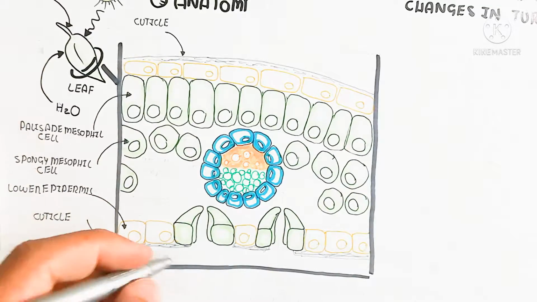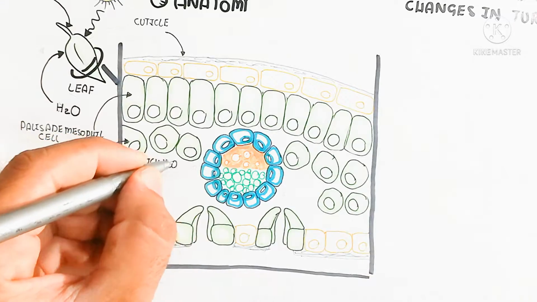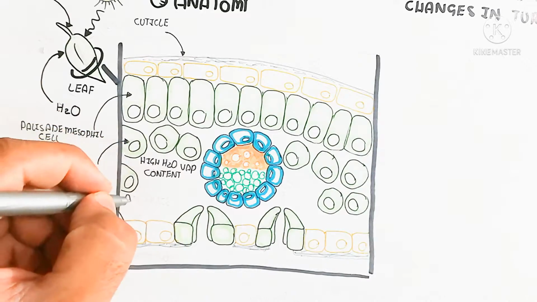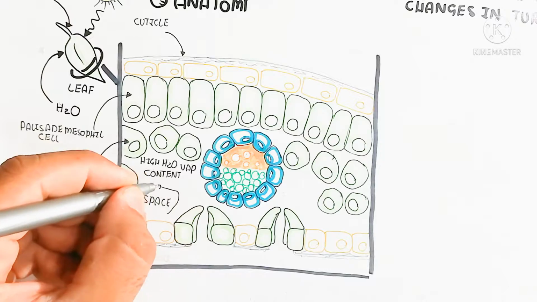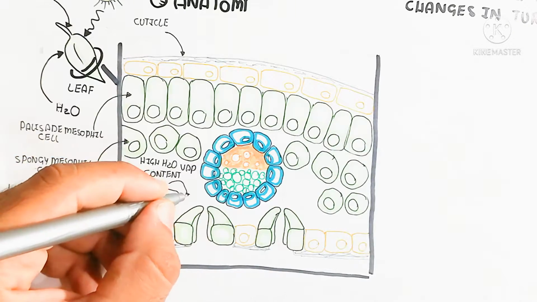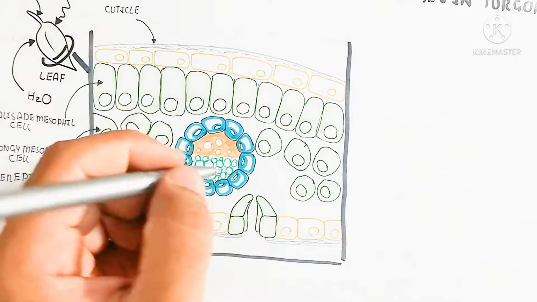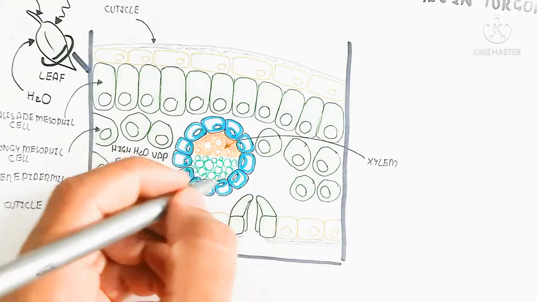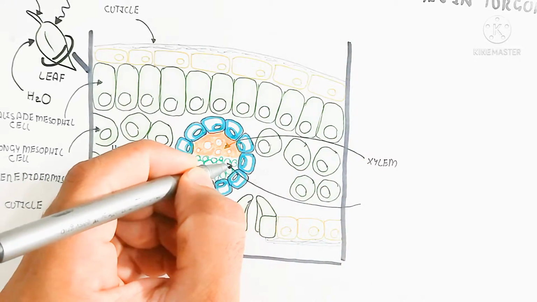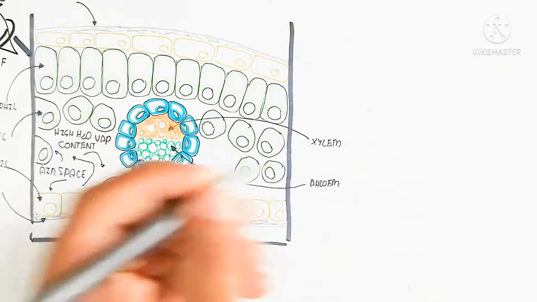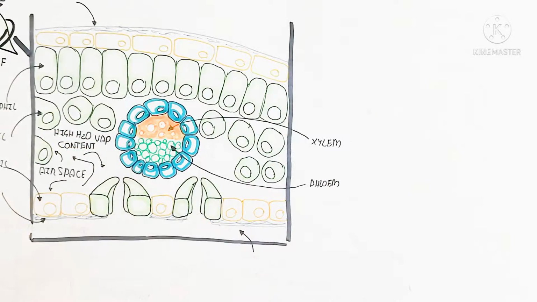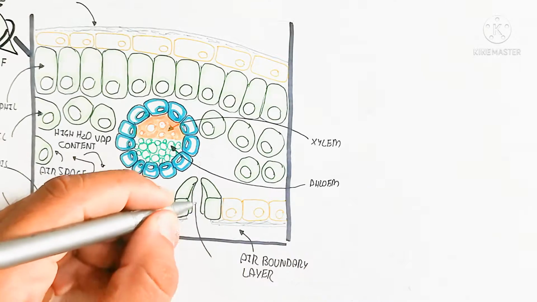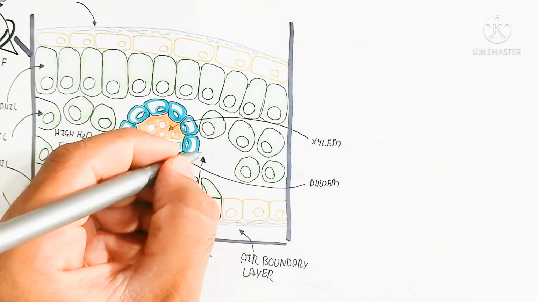So the phototactic movement will occur. There is high water vapor content in the air space. The air spaces are present between the palisade mesophyll cell and the epidermis. This is the xylem and phloem. Xylem is used for water conduction, while phloem is used for food conduction. This is the midrib, and this is the air boundary layer.